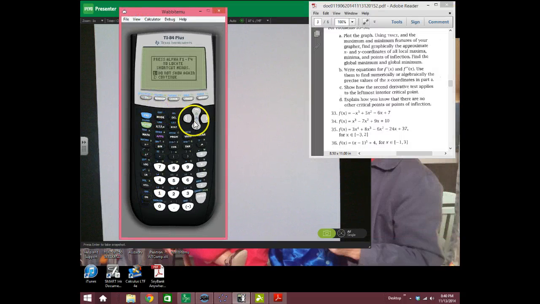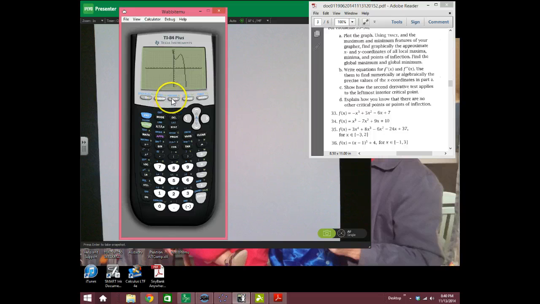So y equals, for this function, negative x cubed plus 5x squared minus 6x plus 7. So let's graph it, see if we can see everything in the window. I get a decent view for this one.